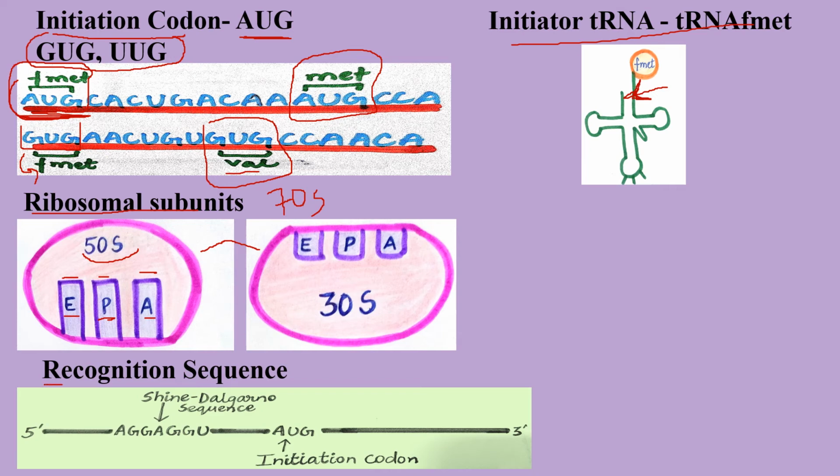The next requirement is the recognition sequence. In the case of prokaryotes, the recognition sequence is the Shine-Dalgarno sequence, which is present in the untranslated region of mRNA, in the upstream region before the initiation codon. So, in prokaryotes, the ribosome binding site includes the Shine-Dalgarno sequence and the initiation codon. The Shine-Dalgarno sequence is complementary to the 16S rRNA, which is a component of the 30S subunit.